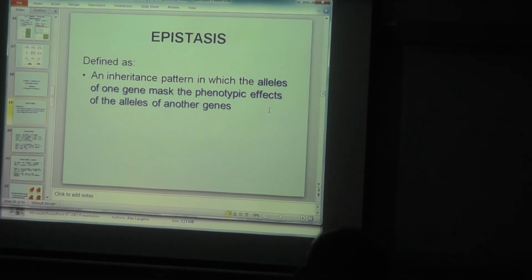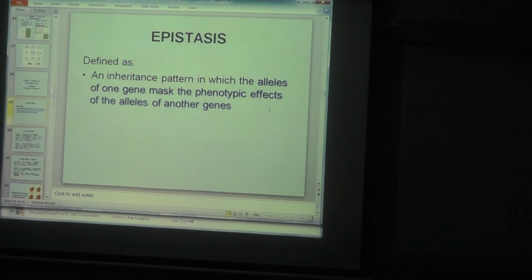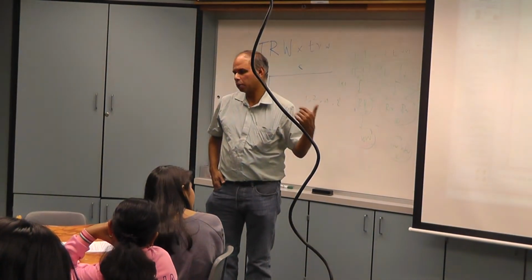Okay, you can turn the lights on. And one of the things in heredity that you have to do is remember a bunch of different terms. This polygenic thing, pleiotropic, epistasis. You have to remember what they mean and apply it when the question comes.